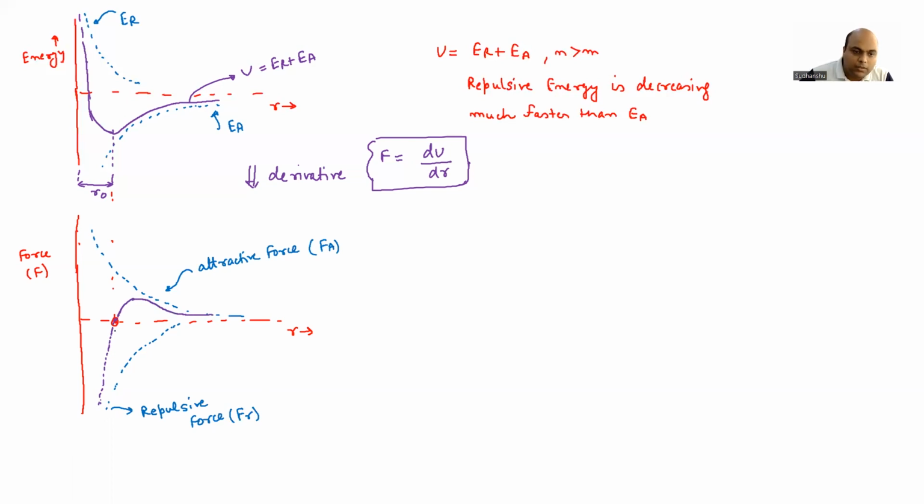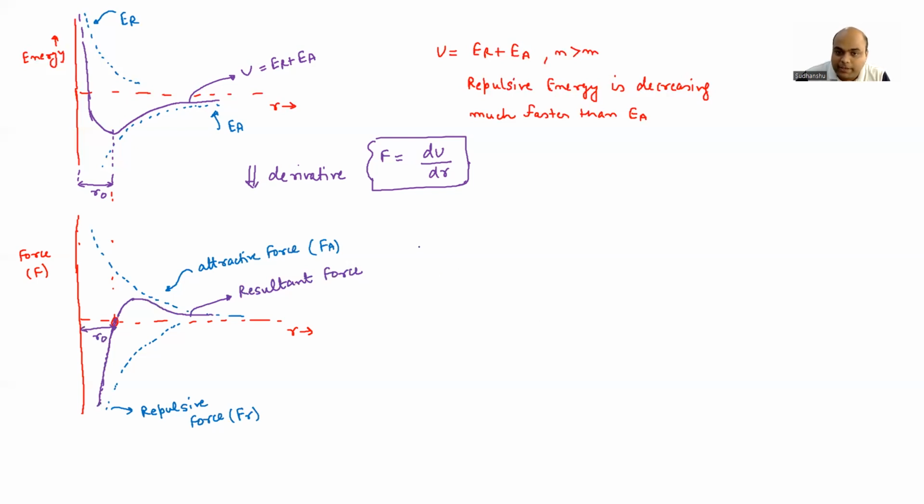Something like that. So the purple one is your resultant force between the two atoms. Okay. And this particular point here will correspond to R naught, right? And that means force is equal to 0.